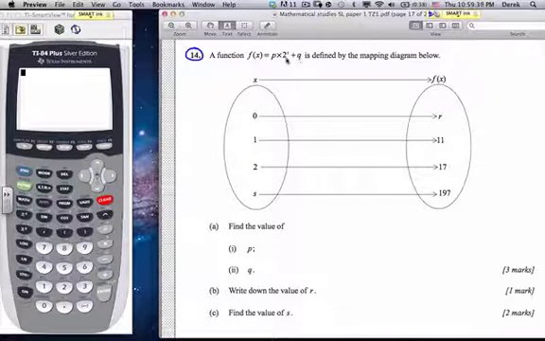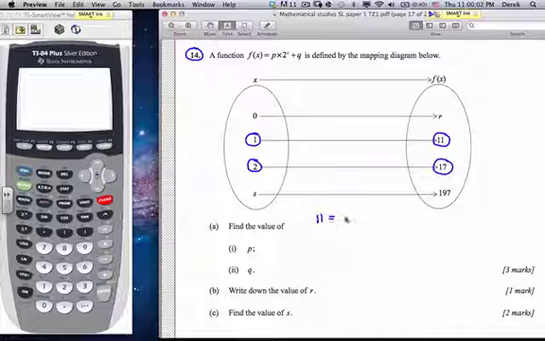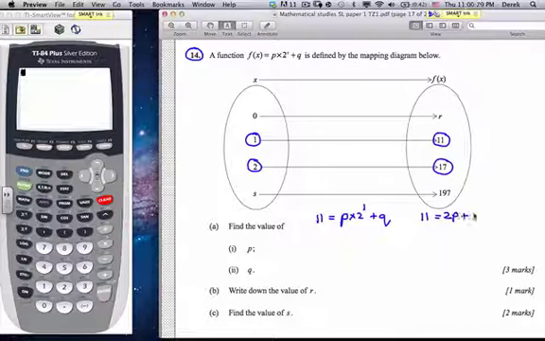Now we've got two unknowns here, p and q, and to do that I'm actually going to need two equations to solve it. And notice here I've been given the information for two mappings, 1 to 11 and 2 to 17, and I can use that to form two equations. So my first one is going to be 11 is equal to p, now x is 1, so it's going to be p times 2 to the 1 plus q, and so that's going to be 11 is equal to 2p plus q, like that.